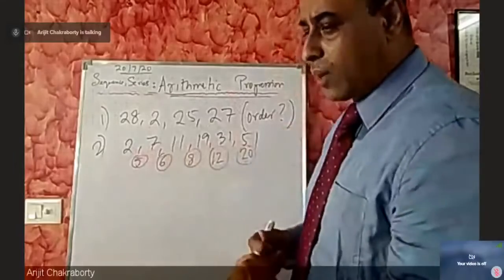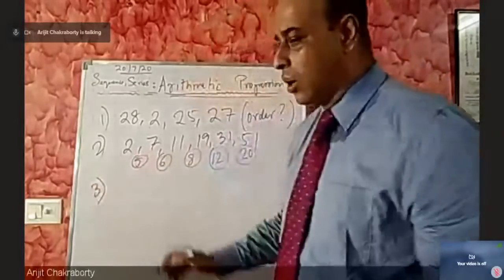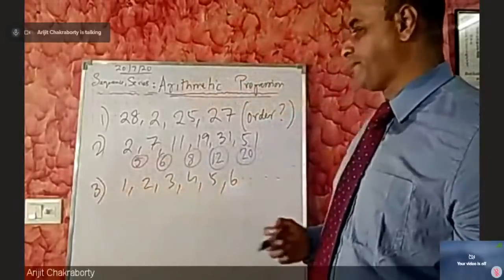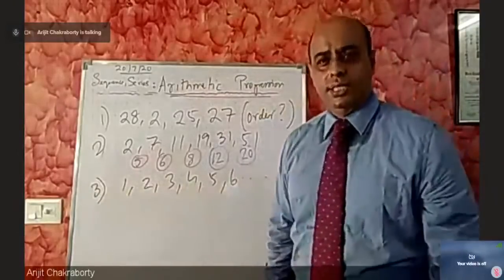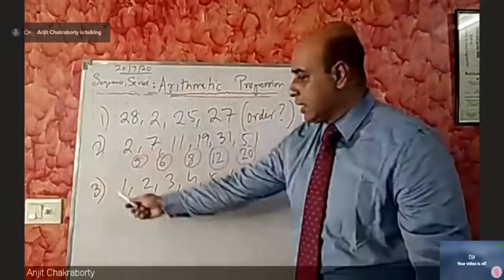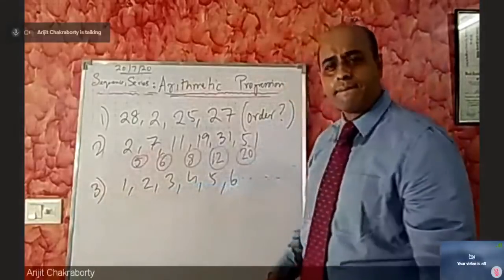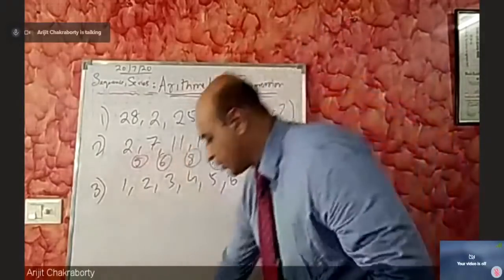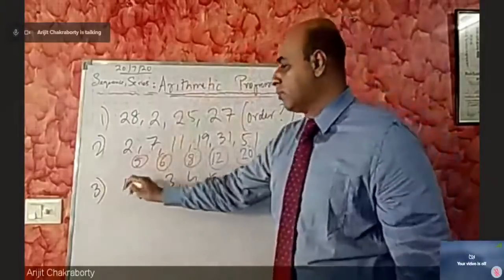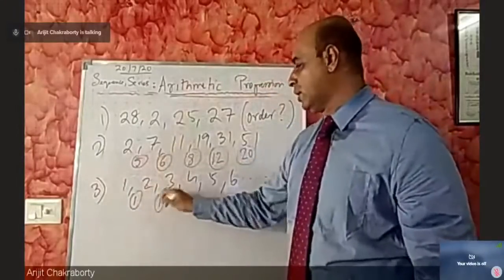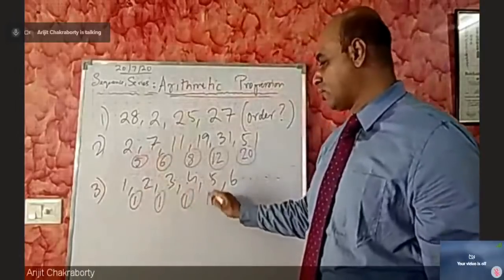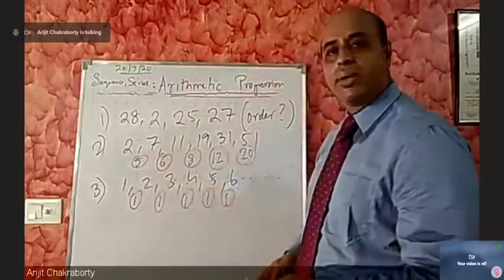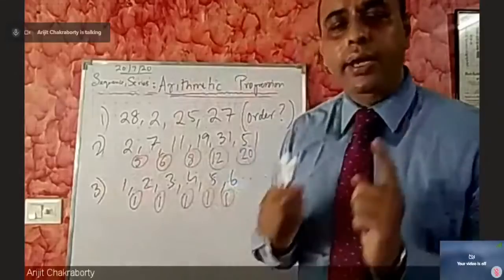Let us see the next one. Very simple, 1, 2, 3, 4, 5, 6 and so on. Is it a sequence? Yes, because the numbers are increasing. Fine. Is it an arithmetic sequence? Let us see. So again we calculate the common difference. 2 minus 1 is 1, 3 minus 2 is 1, 4 minus 3 is 1, 5 minus 4 is 1, 6 minus 5 is 1. Very good. So this is a sequence, plus it is also an arithmetic sequence.